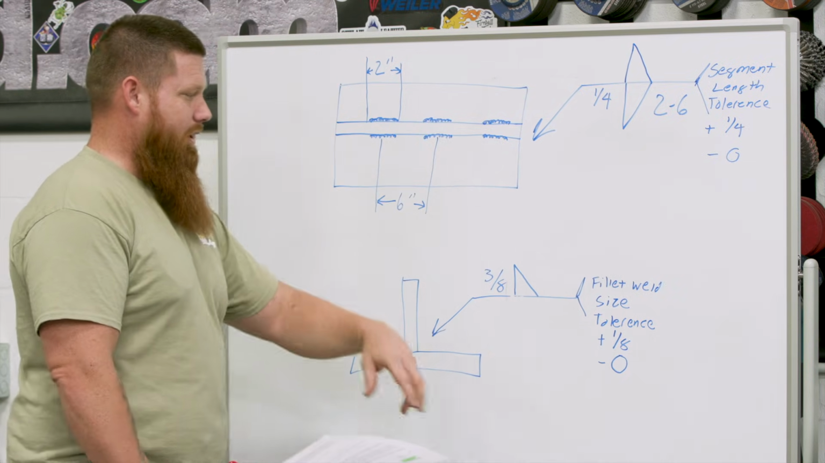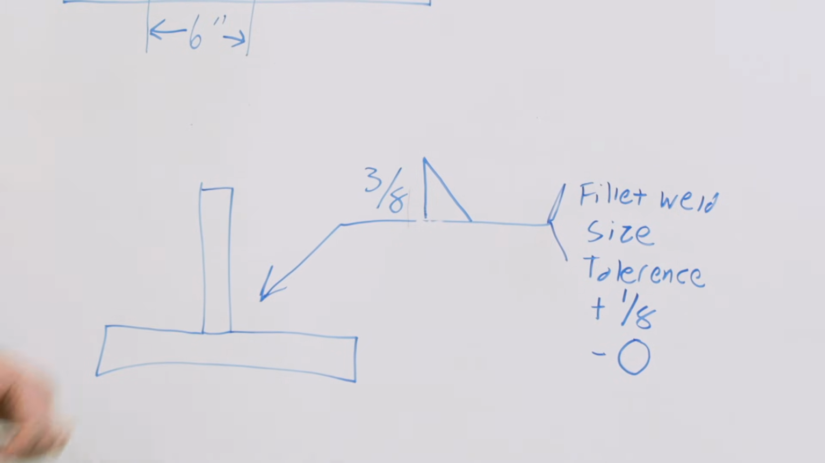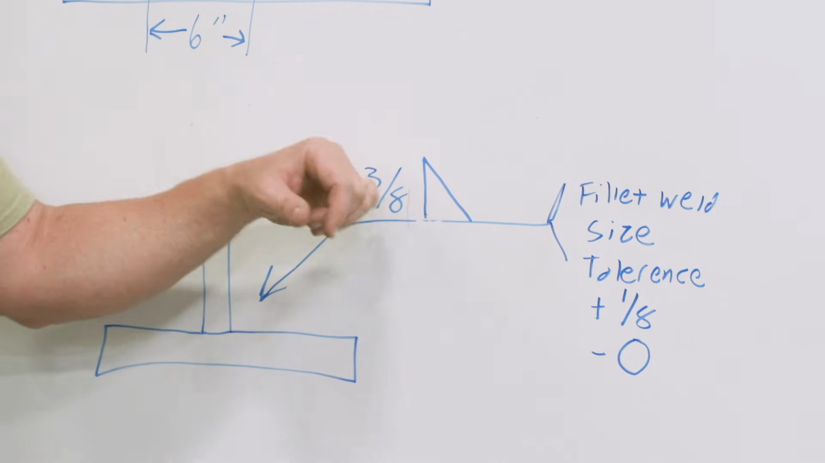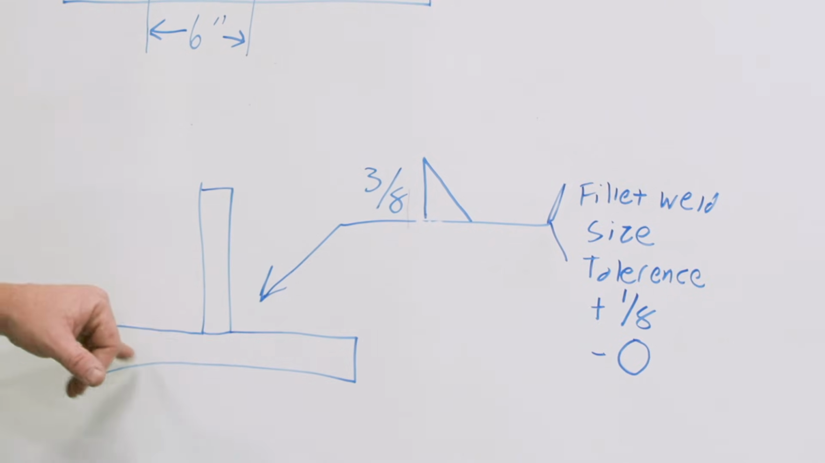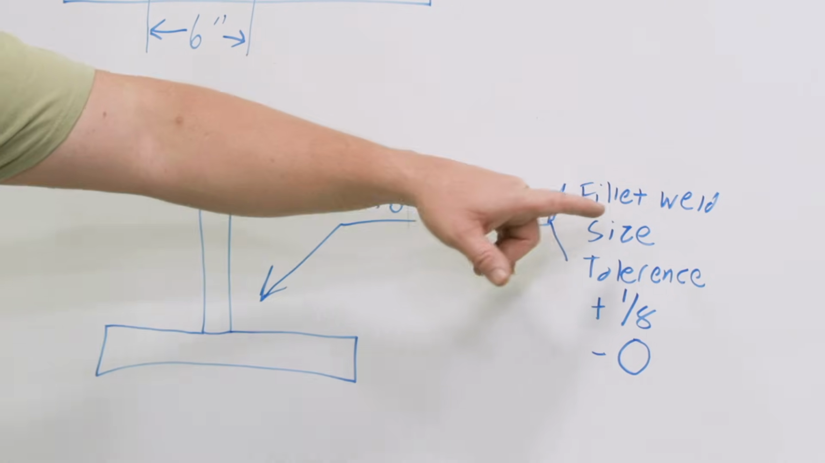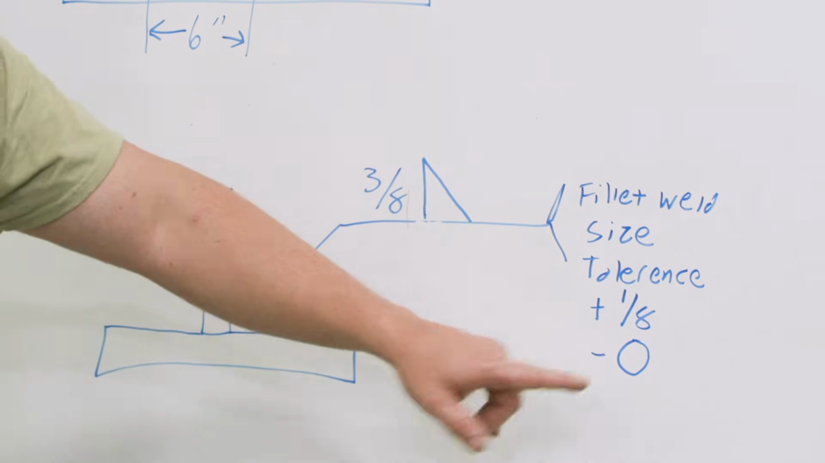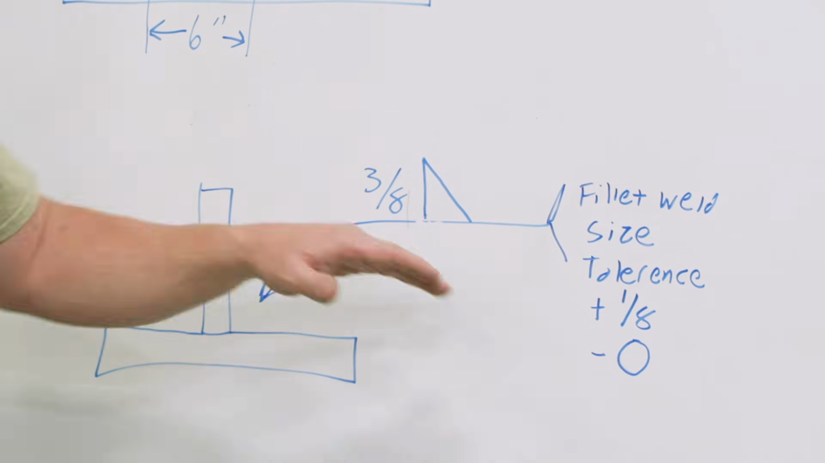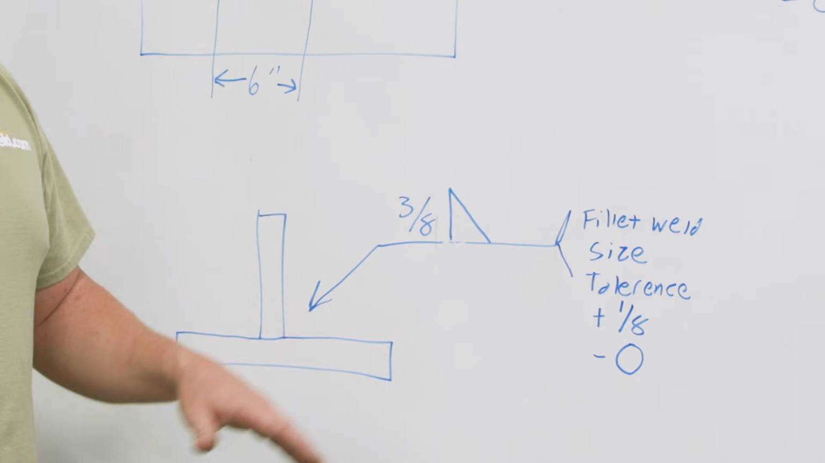Now let's talk about fillet weld size. So this is telling me right here, I'm on the other side now. I have a 3/8 weld on this T-joint. So I have a 3/8 tall fillet weld, so that means leg height, vertical and horizontal on this fillet weld. And my fillet weld size tolerance, I can be plus 1/8 inch to 0, right? Can't be any less than 3/8 inch, but I can go all the way up to a 1/2 inch if need be, okay?